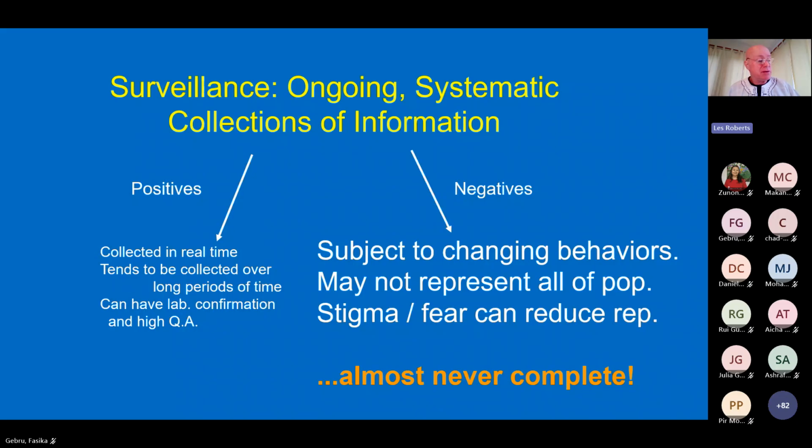So there are some negatives about surveillance as well. They're subject to changing behaviors. If things change, you might get a change in your data without truly a change in the health situation. Very rarely does surveillance represent all of the population. And if there's some sort of stigma or fear about showing up to an Ebola treatment center or about admitting that my child has dysentery because it means they have a curse on them, well, then you might get poor data. Surveillance data in terms of mortality is almost never complete. Next, please.